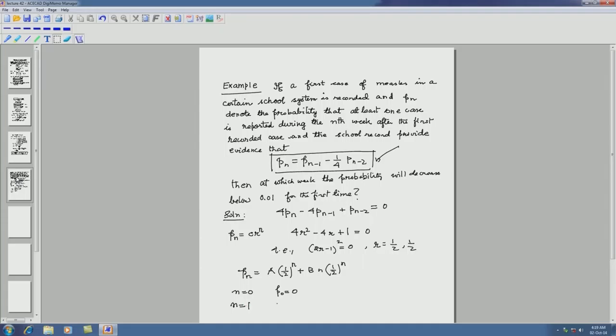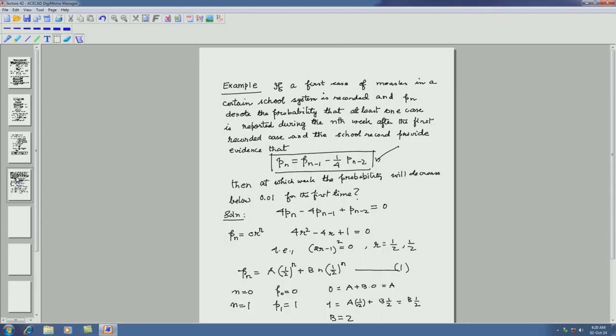Therefore, P 1 is 1. Now, in the equation 1, if we substitute these values, we get 0 equal to A plus B into 0, which is equal to A. So, the constant A reduces to 0, and we have 1 equal to A times half plus B times half. Now, A is 0, therefore, we have only B times half, therefore, we have B is equal to 2.